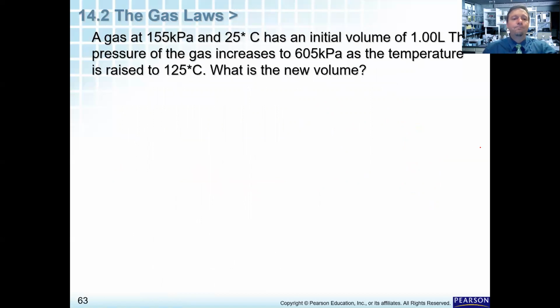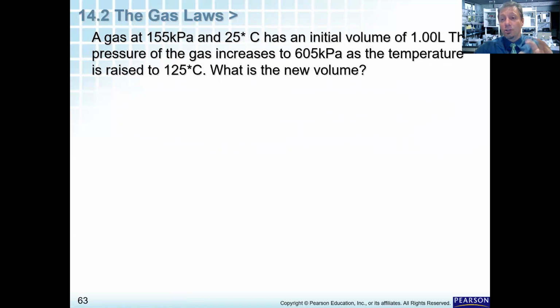Let's do an example. So here we have a quick example to look at. A gas at 155 kilopascals and 25 degrees Celsius has an initial volume of 1 liter. The pressure of the gas increases to 605 kilopascals as the temperature is raised to 125 degrees Celsius. What is the new volume?